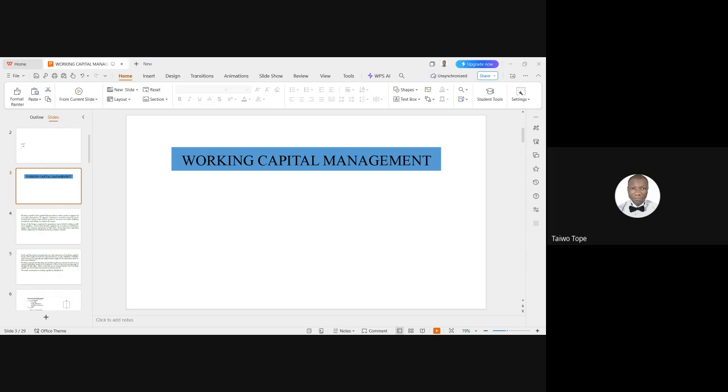So, tonight we are going to start a new topic, which is working capital management. In the past week, we've been looking at investment appraisal. We talked about investment appraisal, looking at inflation, looking at taxation, also looking at how to treat the issue of working capital, tax savings, tax allowance, and the rest of it.